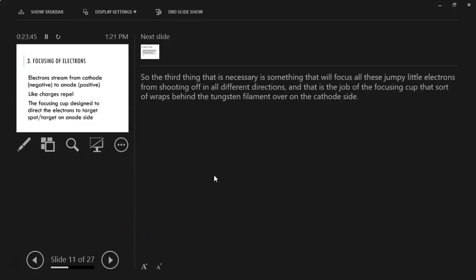Okay. So the third thing that's necessary is something that will focus all these jumpy little electrons from shooting off in all different directions. Inside this vacuum tube, you want to focus those electrons to get them all moving in the same direction. So that's the job of the focusing cup, and that is wrapped around the tungsten filament, that coil of tungsten metal. There's a focusing cup, and that helps them go from the cathode side to the anode side and helps direct them in that general direction.